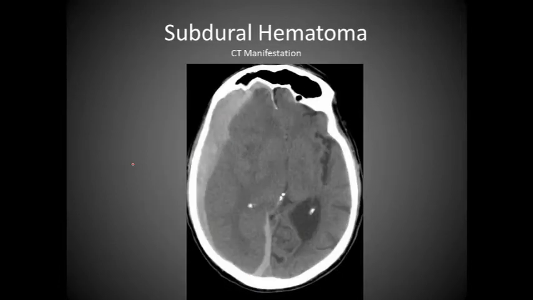Here we have another patient, quite similar though. We have this area which is blood, and we have a midline shift here with associated swelling of the brain, increasing the intracranial pressure here as well.